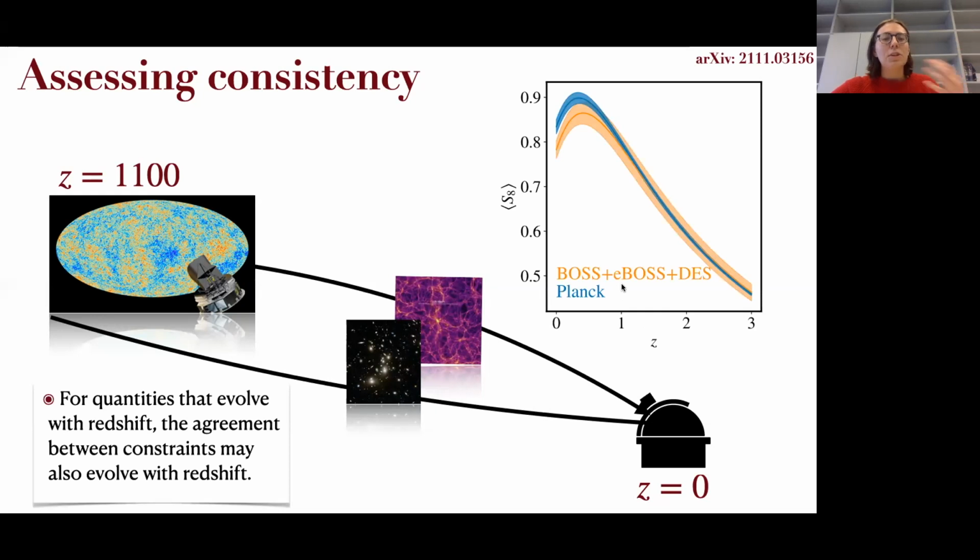And so when we're looking at any quantities that evolve with redshift, the agreement between constraints may also evolve with redshift as well. So here I'm just showing this example for S8. Here I'm showing the constraint for BOSS, eBOSS, and DES in orange, and for Planck in blue. And I'm just looking at the constraints at different redshifts essentially here. And you see that at high redshifts, the two sets of probes are very consistent, and it's only at redshift 0 that they become inconsistent by roughly 2.5 sigma.